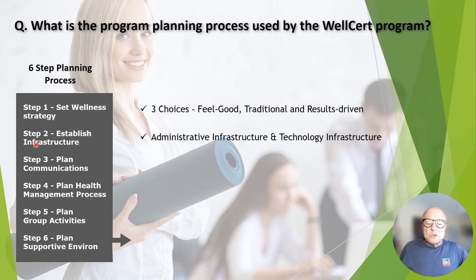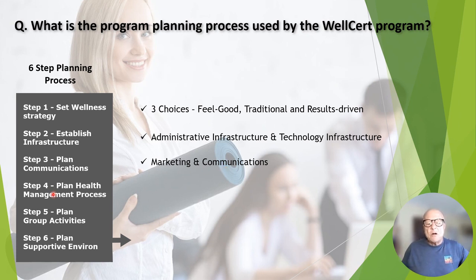That's our step 2. The step 3 in the WellCert program planning process is planning your communications and marketing. And that generally is going to deal with branding your program, having a strong brand, as well as choosing the specific vehicles that you'll be communicating to the employees with, and then the messaging strategies that you have, and the calendar that you have in terms of messaging timetable.